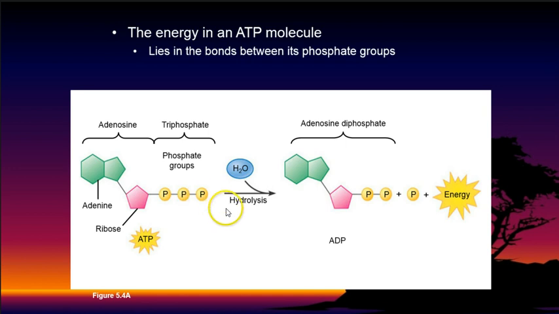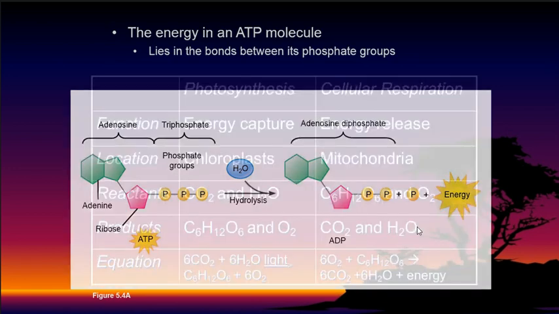So this molecule will undergo hydrolysis, and one of these phosphate groups will pop off. And when that happens, energy is released, and it's a lot compared to other molecules. And so ATP is a very important part of almost all of your cellular processes, okay?